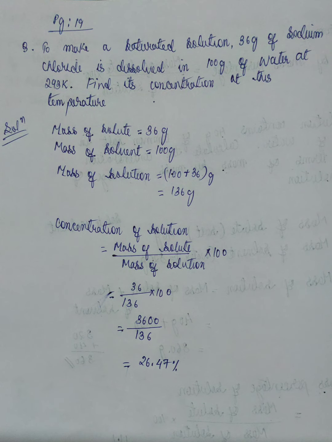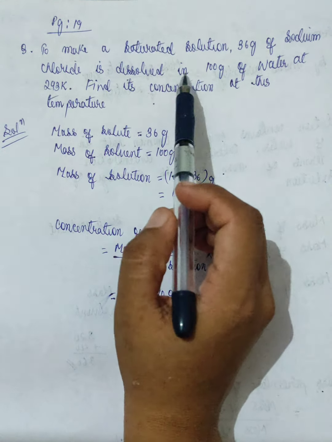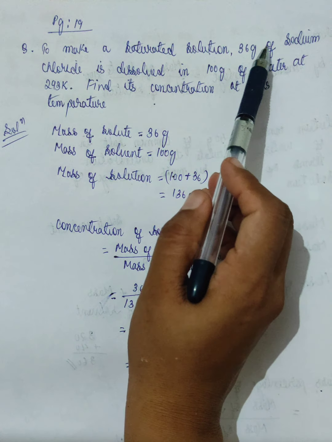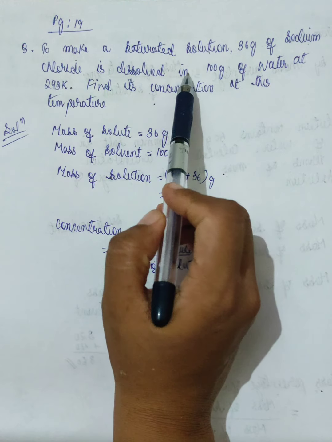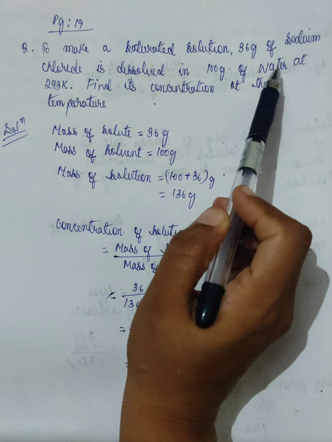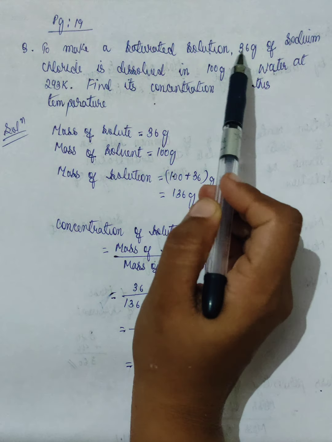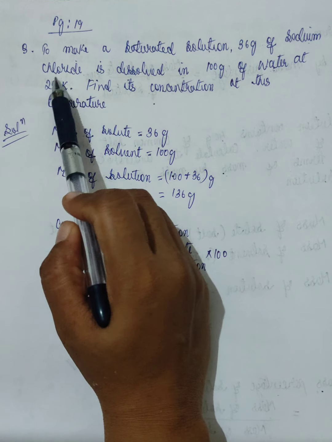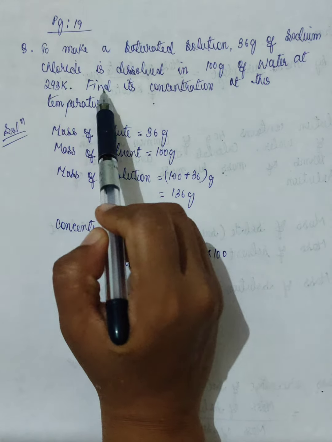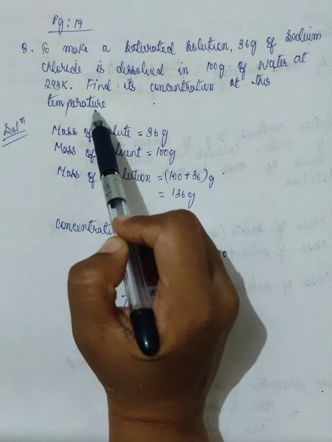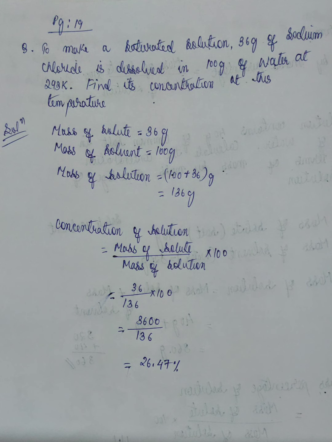Now here, let us see the question. To make a saturated solution, 36 gram of sodium chloride is dissolved in 100 gram of water. Here water is present, so this is our solvent, and this will be our solute. At 293 Kelvin, find its concentration at this temperature. Now what do we have to find out here? Concentration.